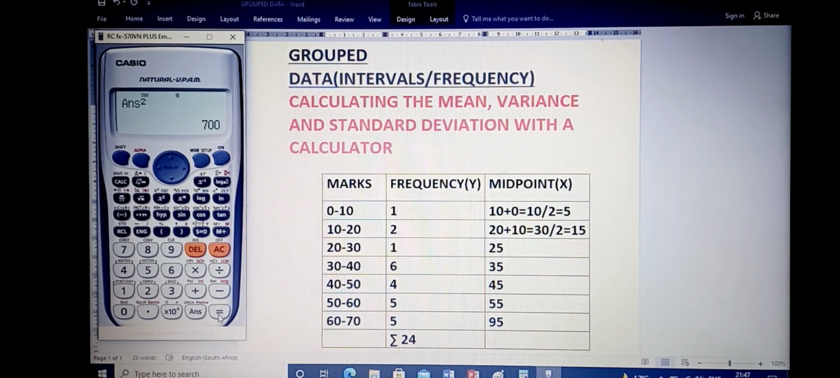Right, so there we are. Calculator helped us to find our mean, standard deviation, and variance.